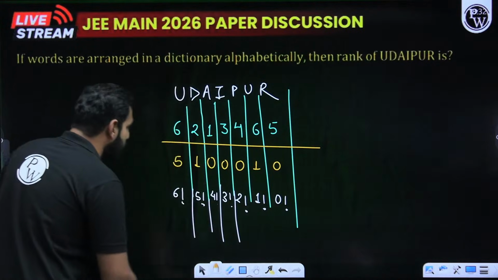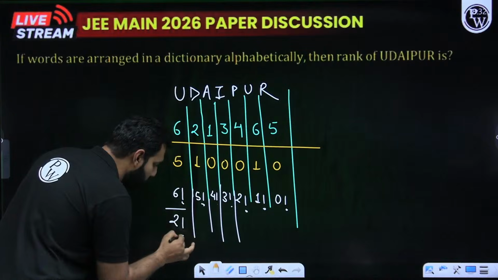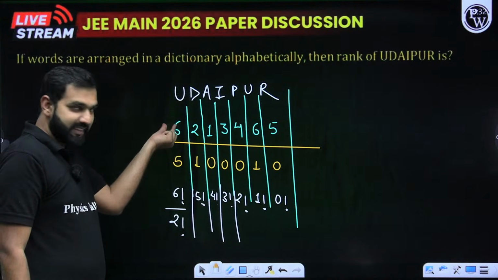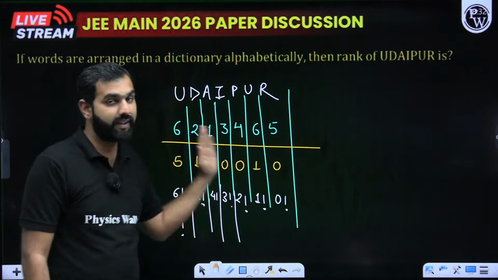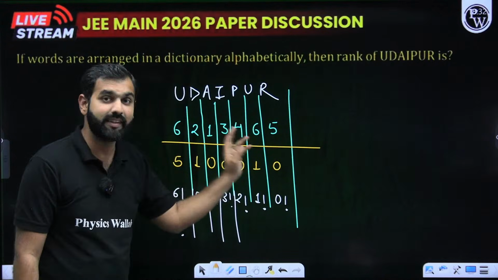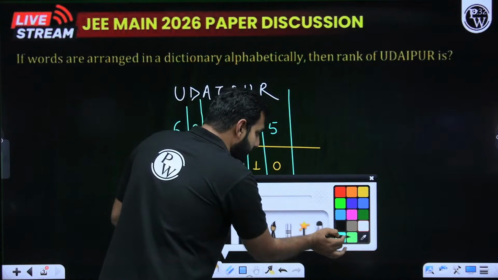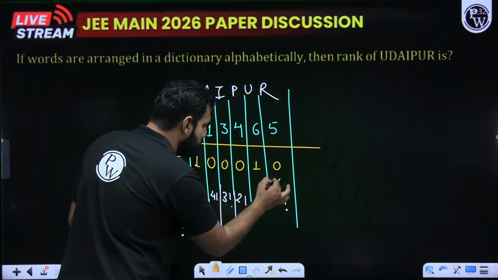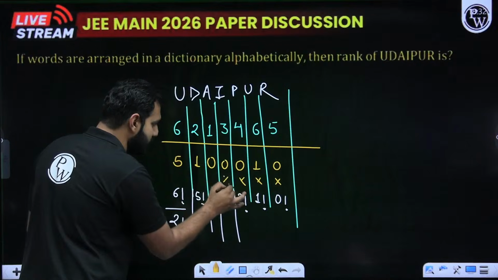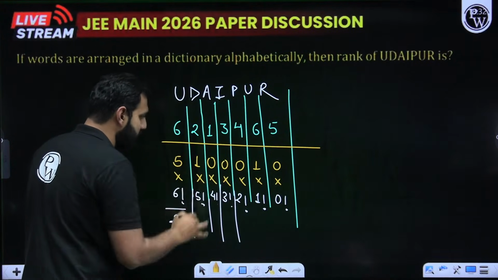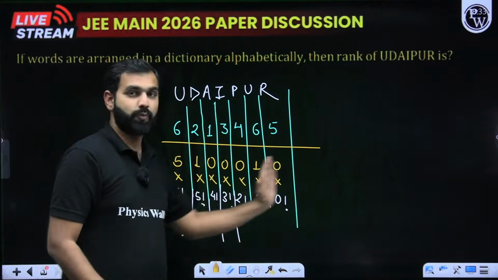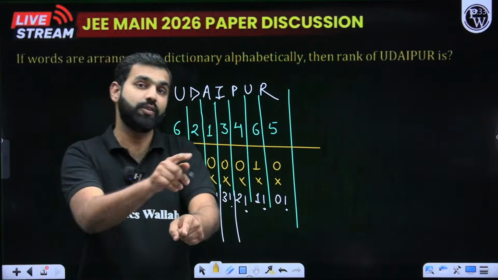That's brilliant. So I'll divide this 6 factorial by 2 factorial. Why? Because this 6 is appearing twice. On the right hand side of 6, I'm seeing 6 appearing twice. All you have to do is simply multiply this with this, this with this, and so on, and add those products, and you will have your answer. Plus 1 will be the answer.